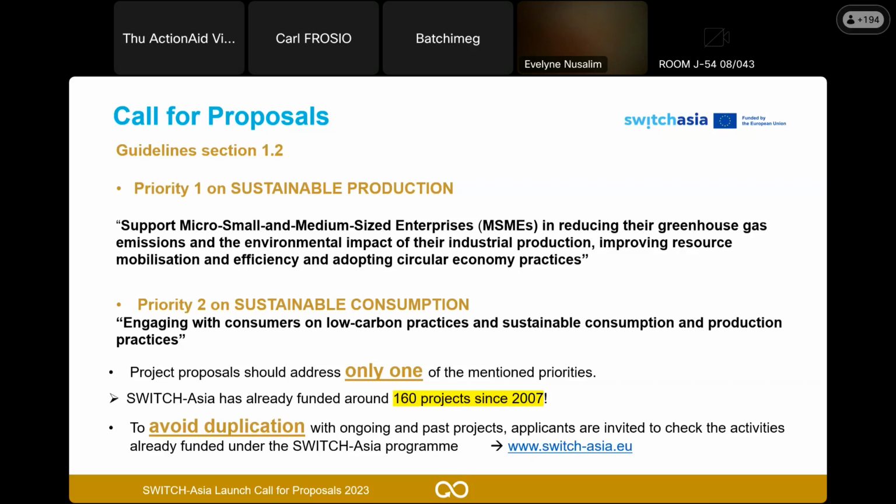Now, the project proposals that we will hopefully submit by the 12th of December should only address one of the mentioned priorities. And just so that you know, over the last 16 years now, Switch Asia has already funded around 160 projects. So please avoid duplication with the ongoing and the past projects.